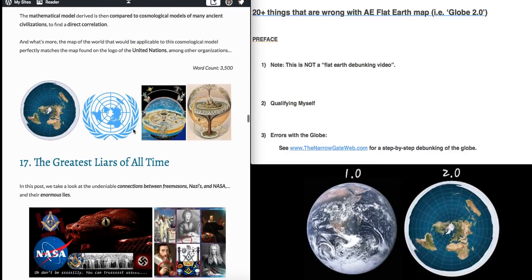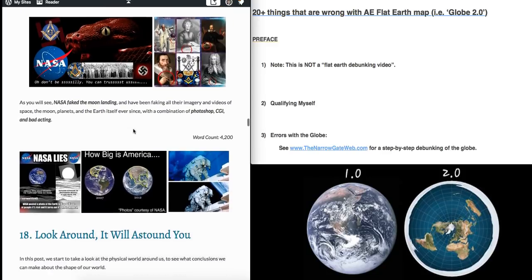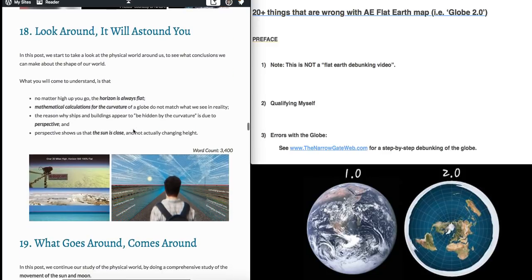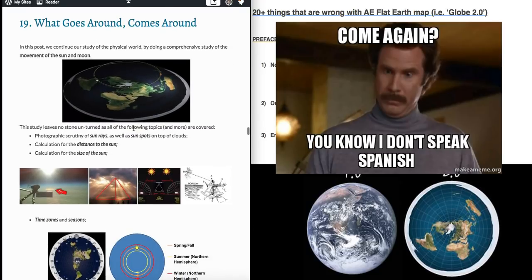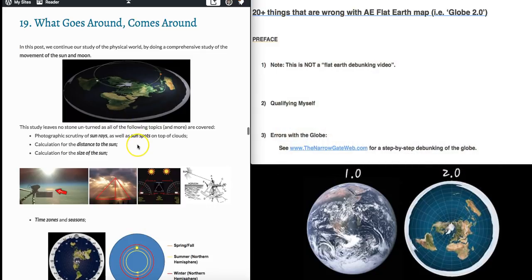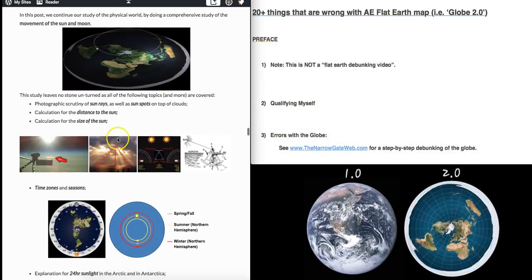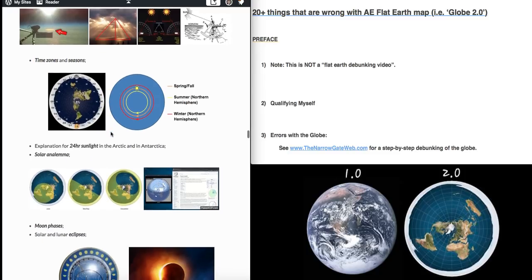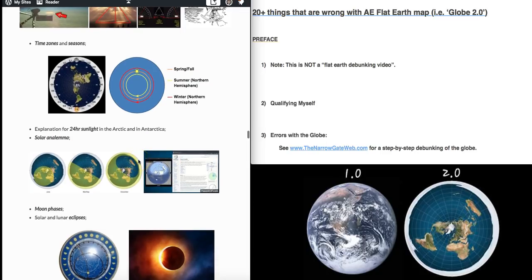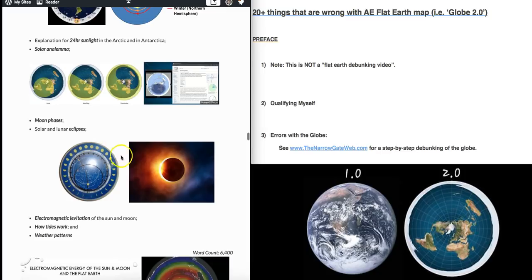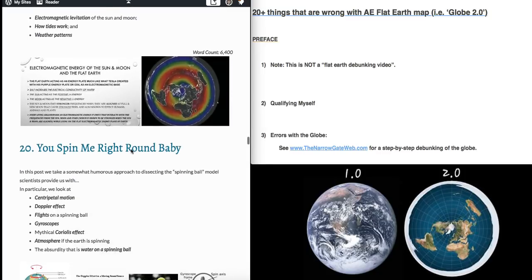So just to qualify, you can see, I am familiar with this map. I've written about it, debunked it, showed the lack of curvature, even derived in this blog post the curvature formula from first principles using Pythagoras' theorem. You can go check that out if you want. I showed how the sun would work on this circle model. Everything from the distance, the size, how the seasons and time zones work, how the 24-hour sunlight in Antarctica and the Arctic is supposed to work, the solar analemma, the moon phases, tides, etc.